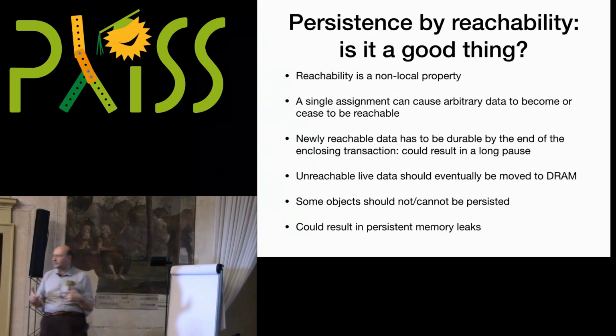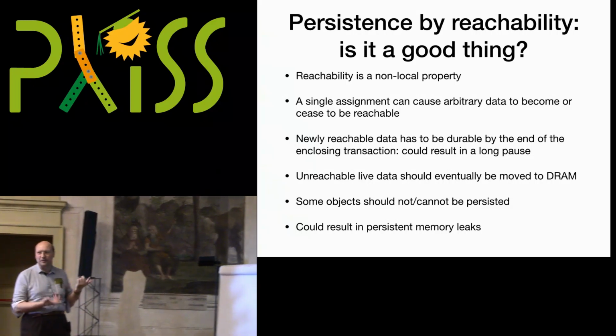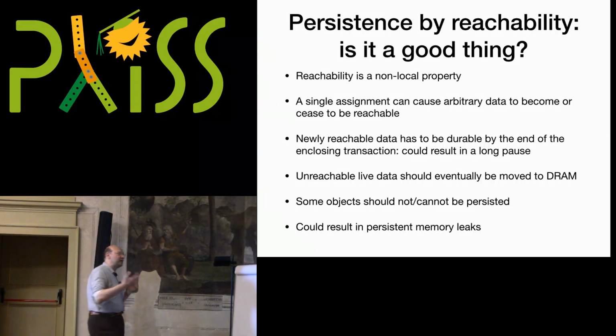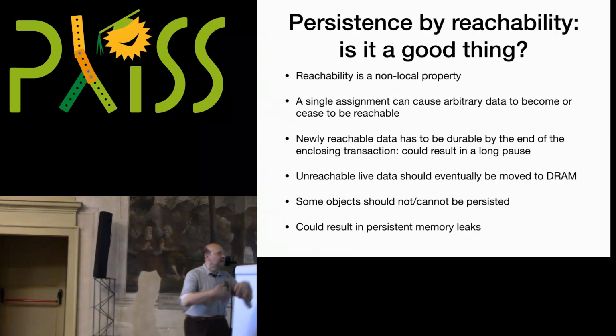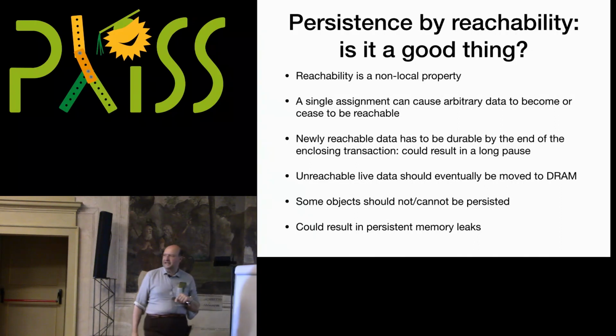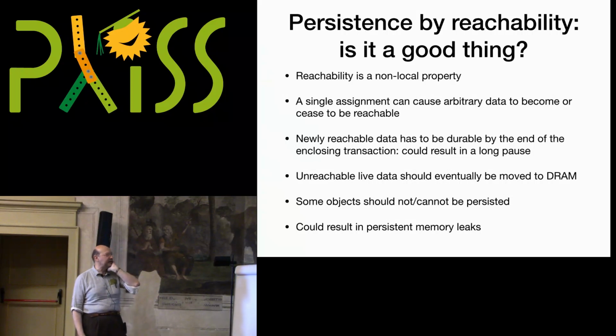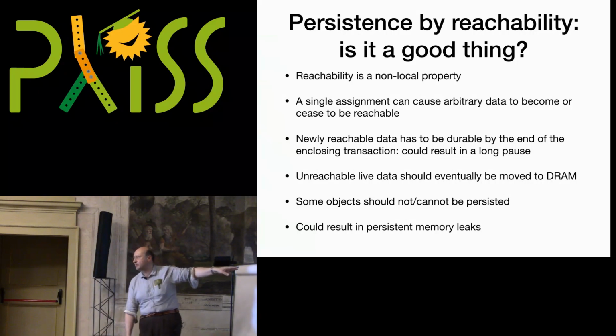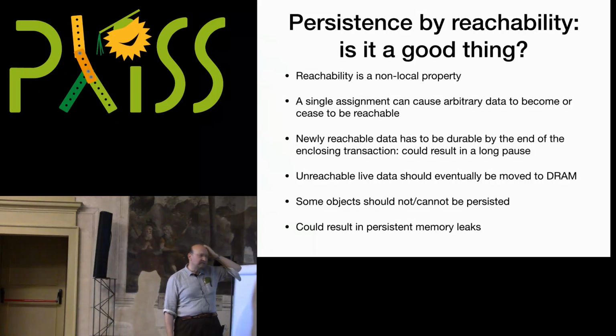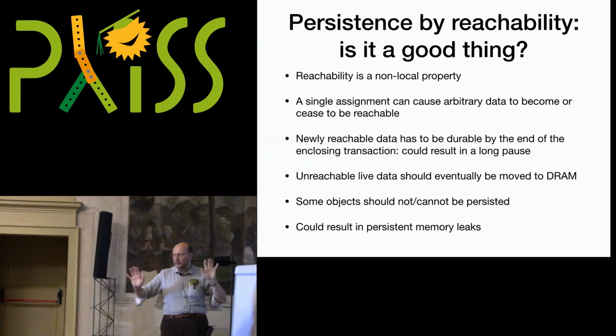But again, we have this reachability issue, which is, is this the right way of doing things? Reachability is a non-local property. We have all of these problems around finding reachable data and copying them, and the pauses that could induce. And some objects, even in this system, threads cannot be persisted. So even though for a pure Java program, you could probably figure out how to do that with a lot of work, in this system they go, no, you just can't do that.